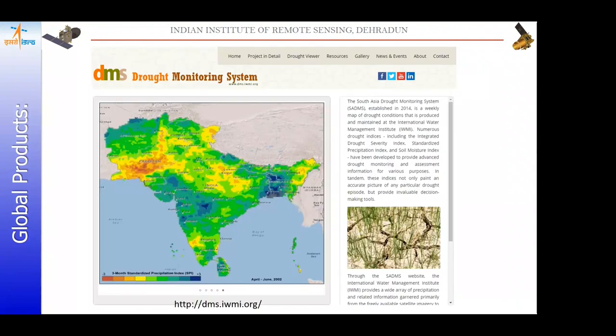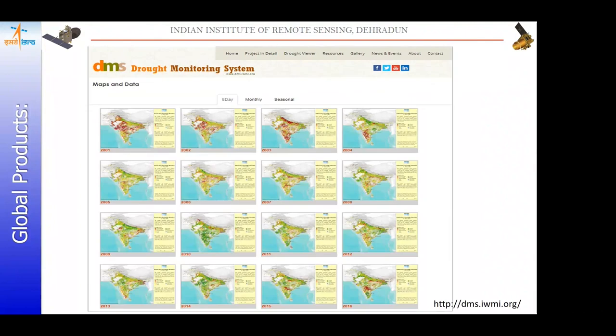The next product is the drought monitoring system under the umbrella of IWMI, the International Water Management Institute situated in Colombo, Sri Lanka, which works on water management aspects. There is one specific section, the South Asia Drought Monitoring System, SADMS. This is the user interface of their website of the drought monitoring system, the DMS, where you can visualize the data sets of 8-day composites, as they use MODIS data sets.